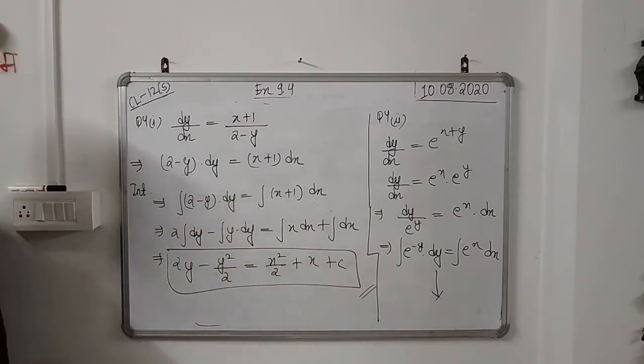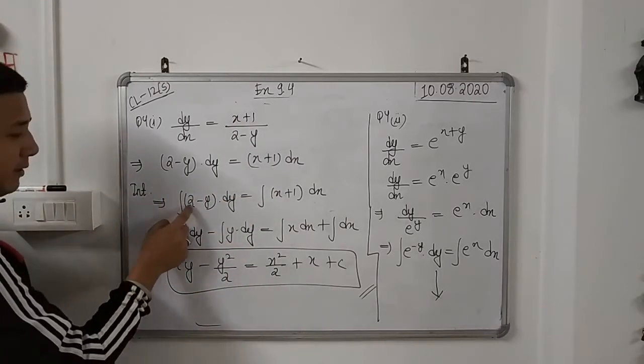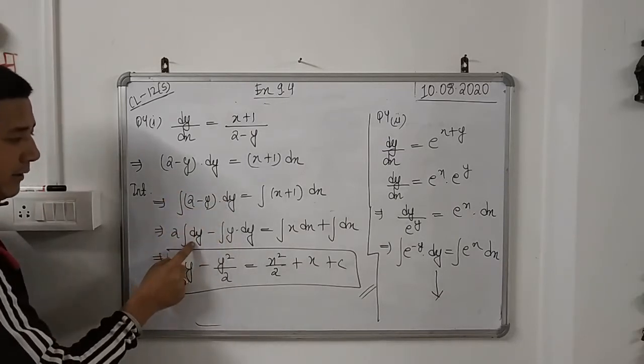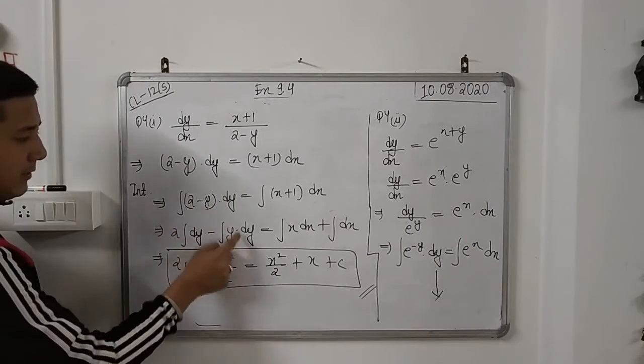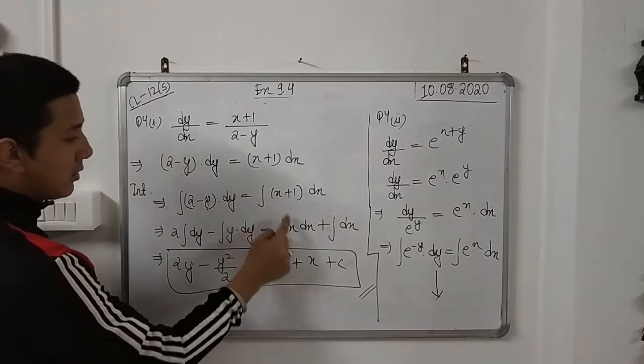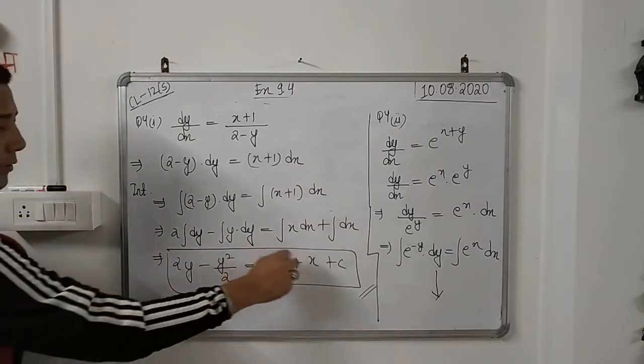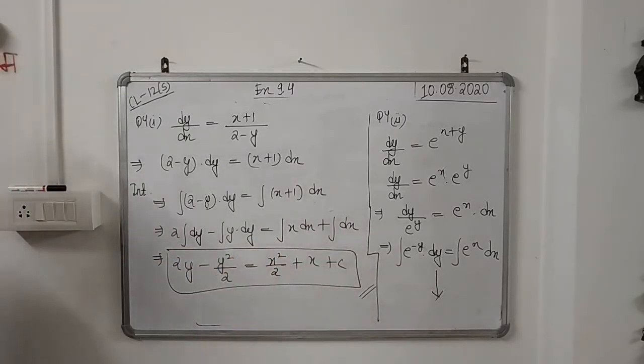Now how will you evaluate further? Just by integrating term by term, isn't it? So 2 is a constant: 2 times the integration of dy minus the integration of y dy equals the integration of x dx plus the integration of dx. And you know what to do. This is your final answer. So please pause the video and note it down.